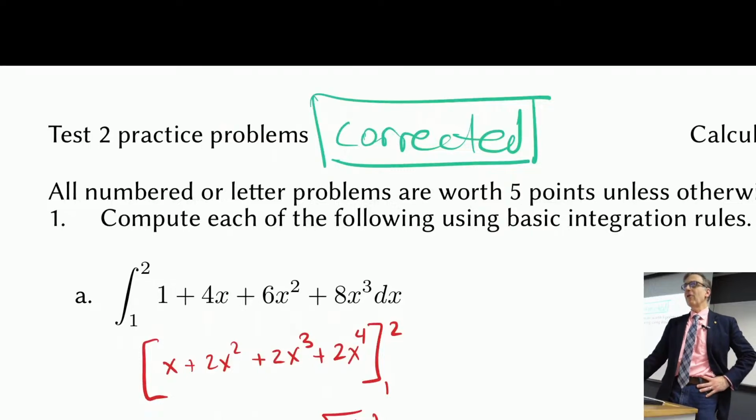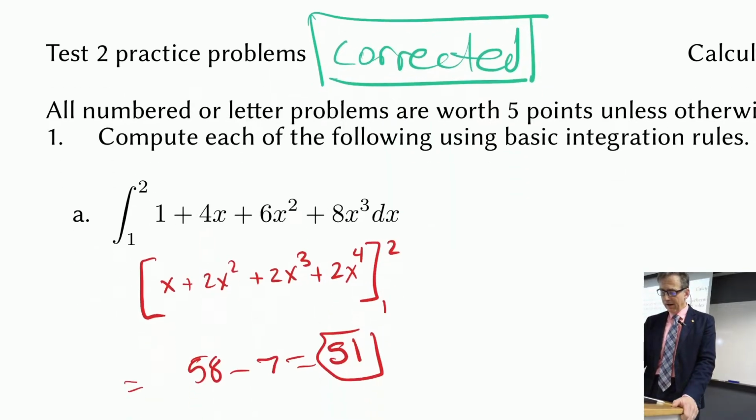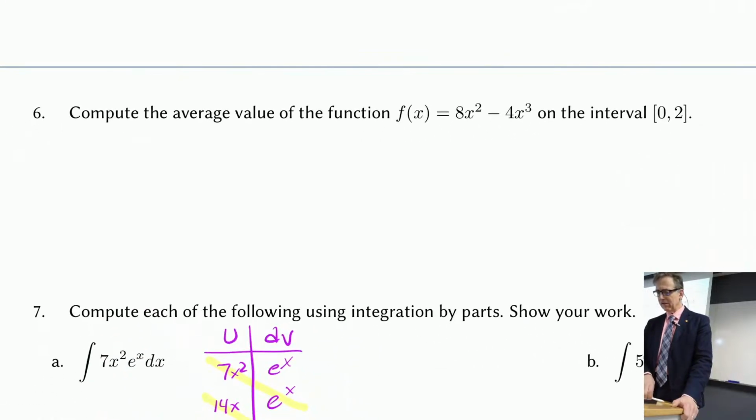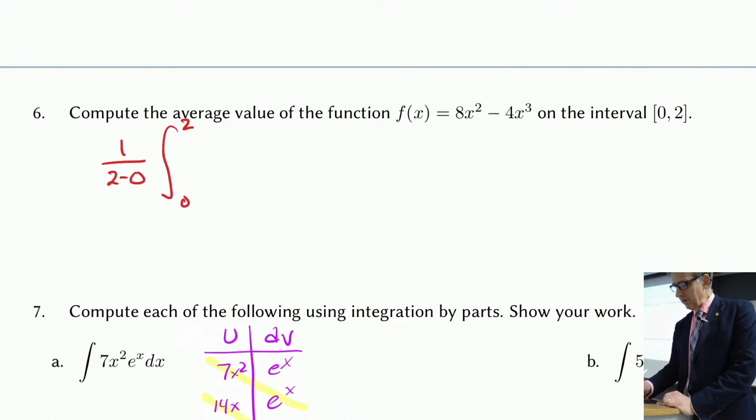Anyway, I have a corrected version that I'm working on. There was also a blank one that didn't get done for whatever reason. So this will be the corrected version that I will upload after class today. You'll see I've left this blank now, so let's go ahead and do it since it's not all that hard. Just to remind you, the average value of a function is 1 over the distance, 2 minus 0, times the integral. So this is going to be 8x squared minus 4x cubed.